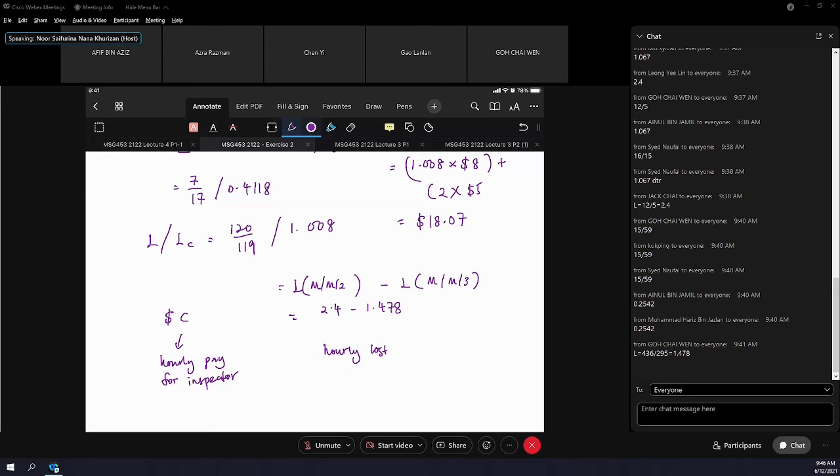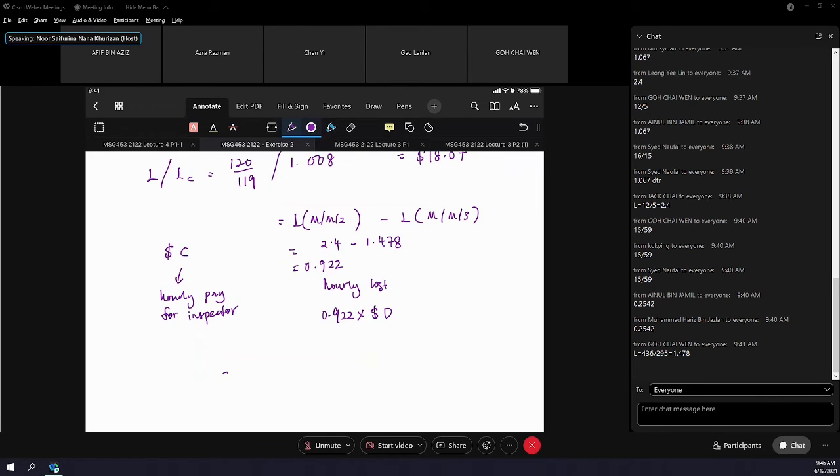2.4 minus 1.478 is equal to 0.922. So the difference in your hourly loss if you have 3 inspectors instead of 2 is 0.922 times the value of D.